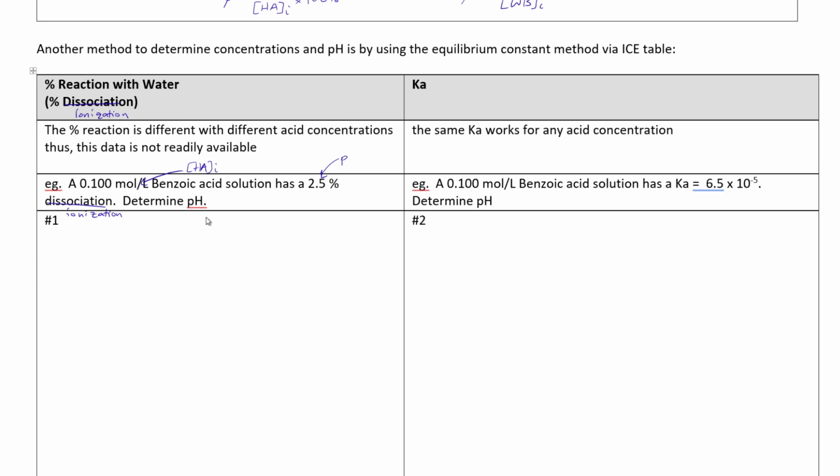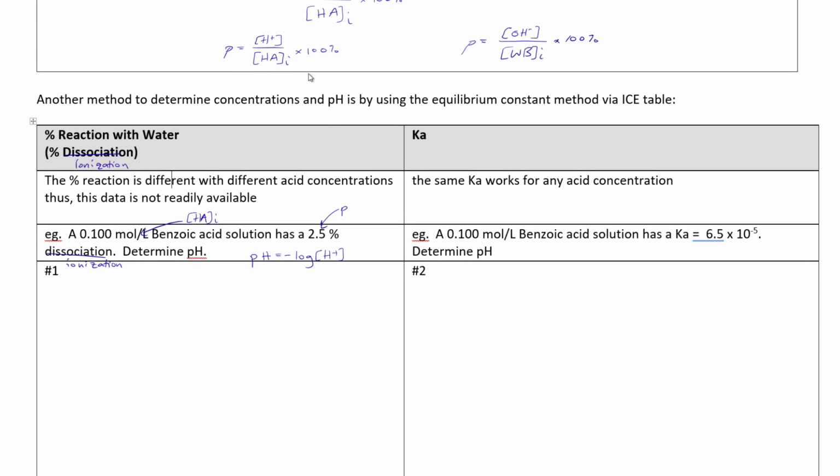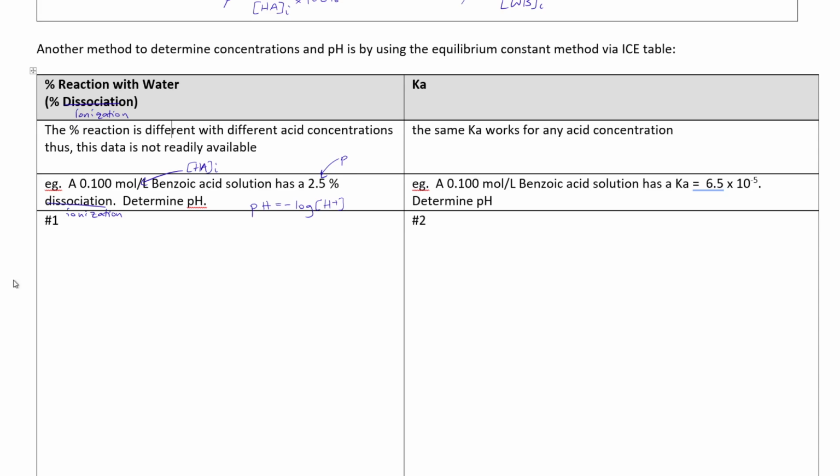If I want to find the pH, I'm just going to quickly write the formula here. pH is equal to negative log of H+ or H3O+. So I need to use the formula up here to determine my H+ so that I can determine the pH. I'll start by stating the formula: P is equal to H+ over the initial concentration of acid times 100%. P I know is 2.5%, but I'm going to switch that to a decimal and get rid of the 100%.